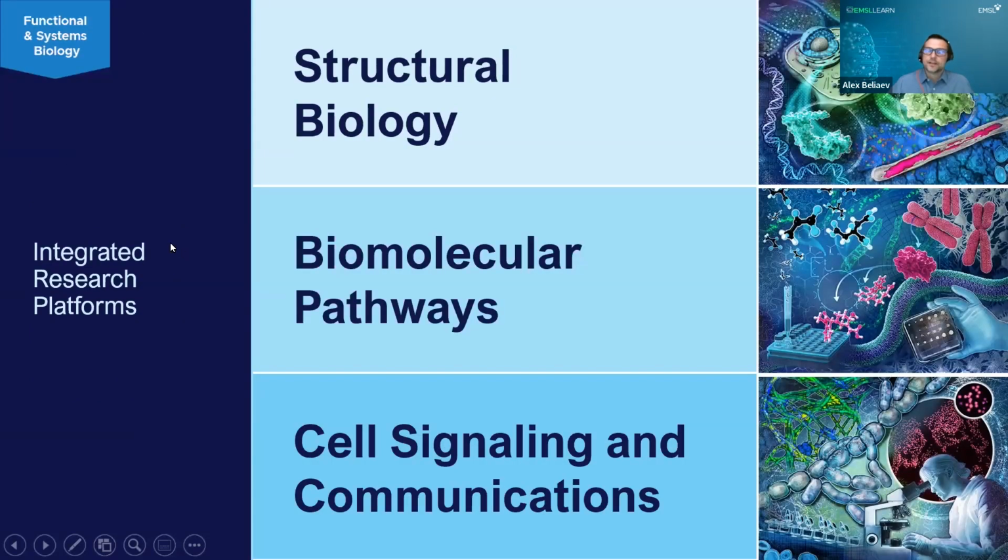The scientific and technical expertise in FSB is clustered around 3 integrated research platforms. These are structural biology, biomolecular pathways, and cell signaling and communication. And these IRPs serve as primary interfaces for users to connect with EMSL science staff and capabilities. So in the next 10 minutes, I'm going to go over the FSB topics for this year's call and highlight the specific resources within each of the IRPs that are targeted in this year's call.